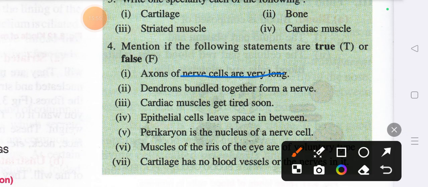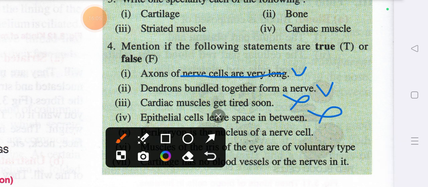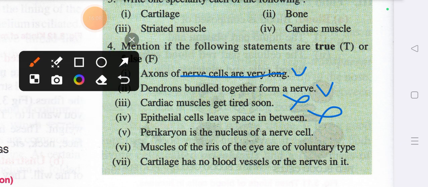Axons of nerve cells are very long. True. Dendrons bundle up to form a nerve. No. Cardiac muscles get tired soon. No. Epithelial leaves space in between them. No. Pericardium is the nucleus of the nerve cell. I think, I can't be sure. Muscle of the iris is of voluntary type. Not voluntary, involuntary. No. Cartilage has no blood vessels and nerves. True.